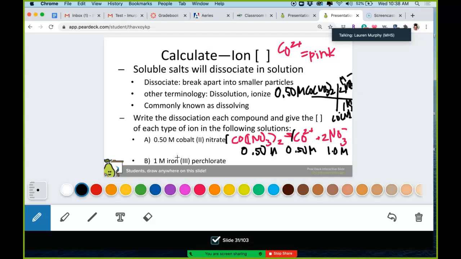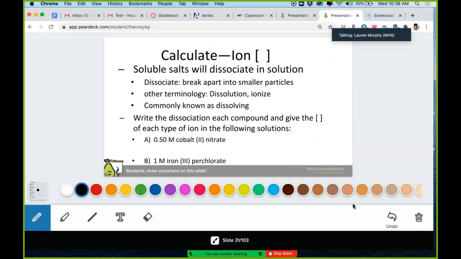Good. So I'd like you to try the iron 3 perchlorate. I want to know how much of each ion is present when iron 3 perchlorate dissociates in solution. So I'm going to give you a minute. I want you to try it.